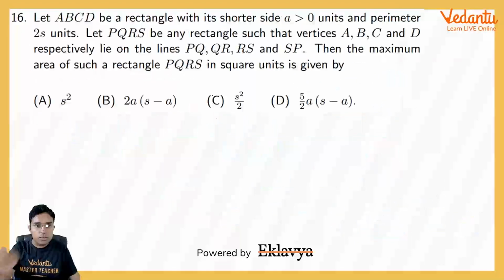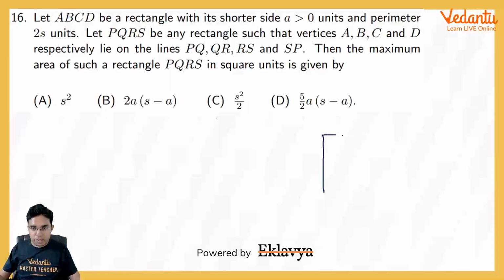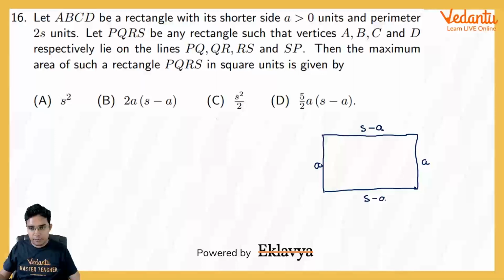Now coming to the next question, that is 16. We are given ABCD is a rectangle with its shorter side A, greater than 0. So let me make one rectangle like this. Shorter side is A, so this is also A, and perimeter is 2S, so the longer side will be S minus A, S minus A. Now let PQRS be any rectangle such that vertices A, B, C and D respectively lie on the lines PQ, QR, RS and SP. Okay, so this kind of rectangle we are supposed to make.